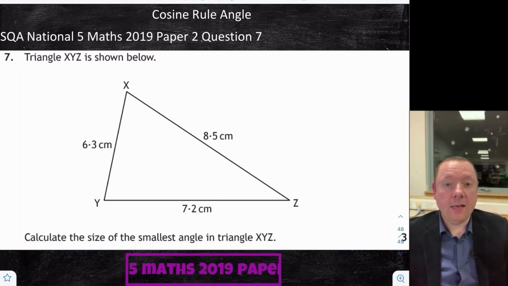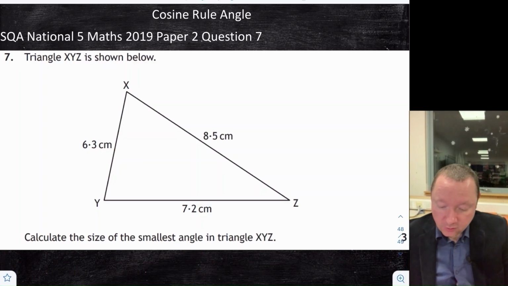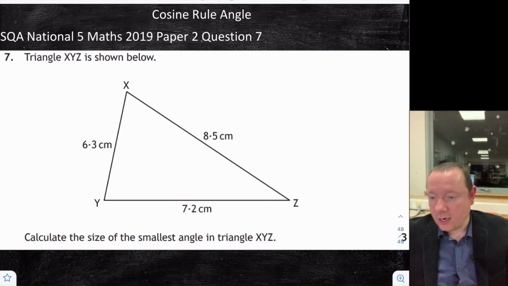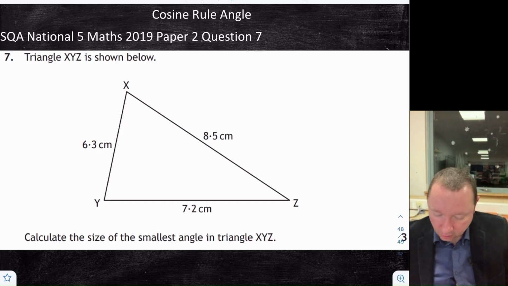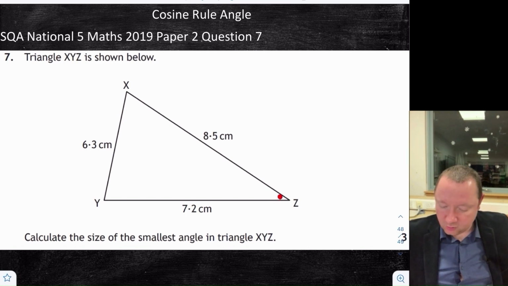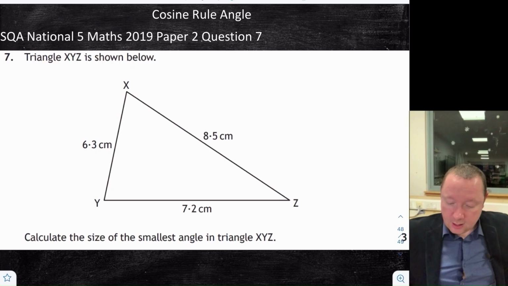And finally, look at an example of using the cosine law to find an angle. SQA National 5 Maths 2019 Paper 2 Question 7 had this. It had a triangle with all 3 sides shown. Find the smallest angle in this triangle. Now, you may be wondering, how do I know what the smallest angle is? Well, it's pretty obvious just from the way it's drawn as well, but it is this one. So we'll use this as our smallest angle.